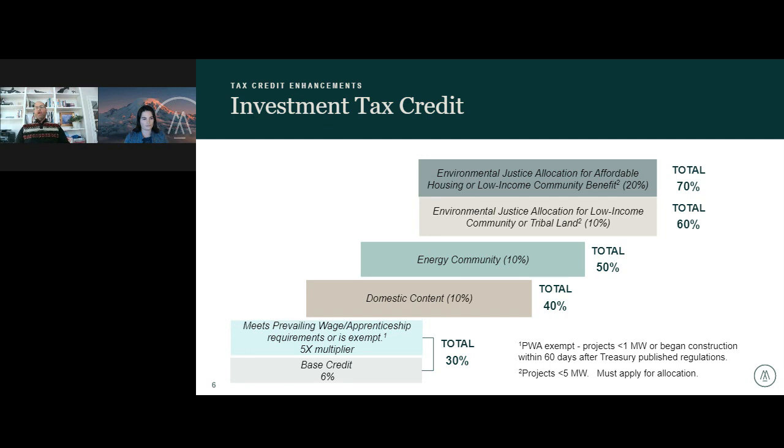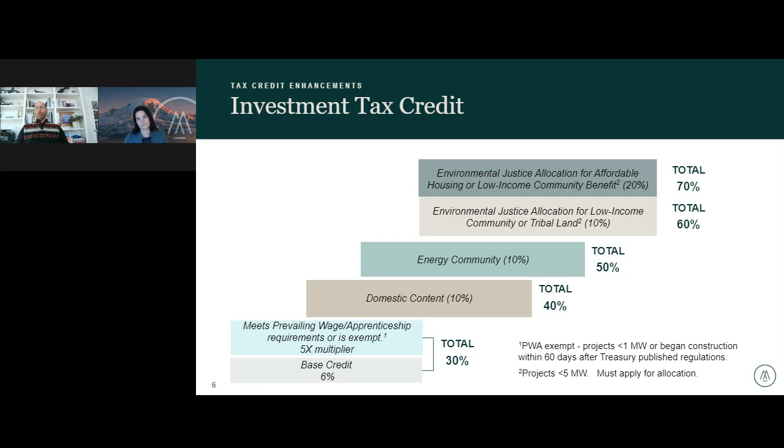Liddy's going to start and spend the bulk of our time with the prevailing wage and apprenticeship requirements. And then that credit qualifies you for a 5 times multiplier off of the base credit. So the IRA took all the investment tax credits, and an investment tax credit, I should explain, is a credit based on placing applicable energy property into service.